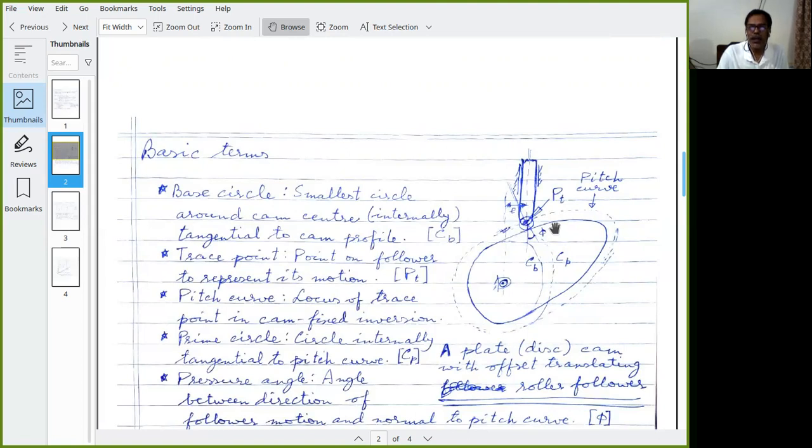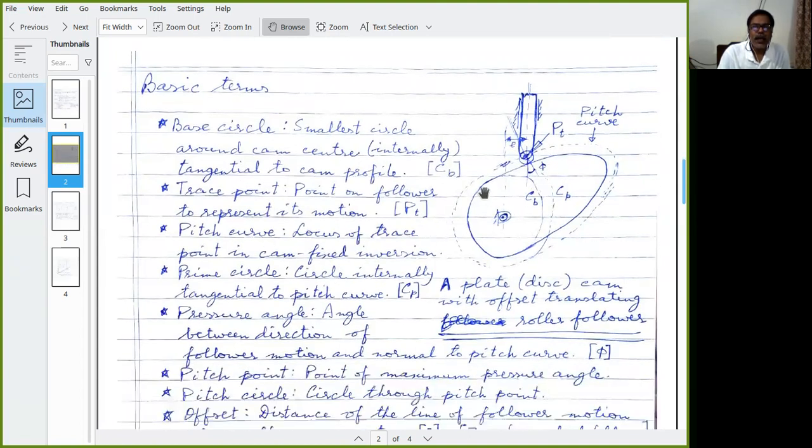So these are the different kinds of followers that you can think of. So now some basic terms related to the cam. So this is the cam. Part of it is circular, and that is the part which is circular.